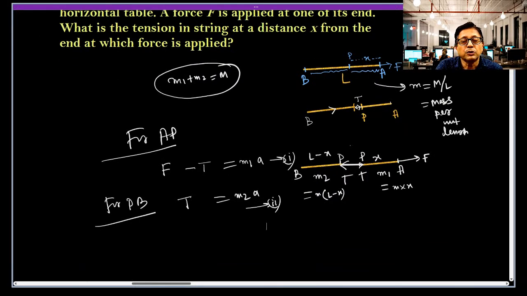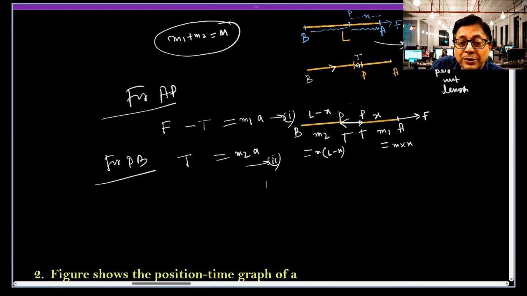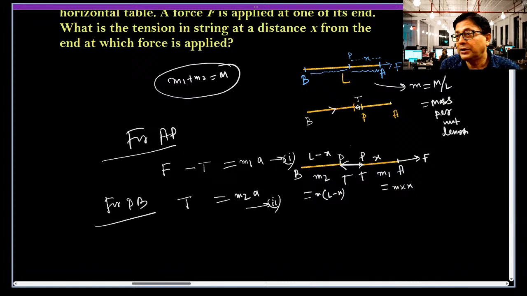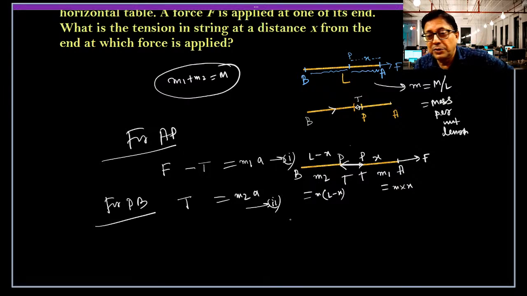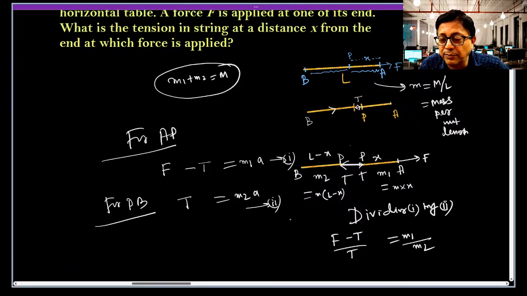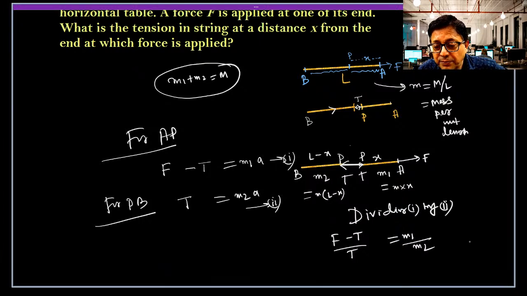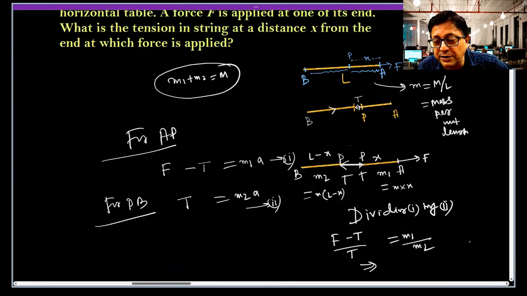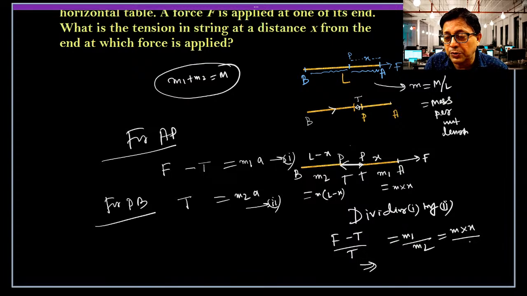Okay? So how to get this? How to get that? Tell. We'll just divide 1 by 2. Better you do it with me. (F minus T) by T equals M1 by M2. So our aim is to find the value of T. You just separate. M1, M2 is what? M1 I have written here: mass per unit length into x. What is the mass of M2? M into (L minus x).